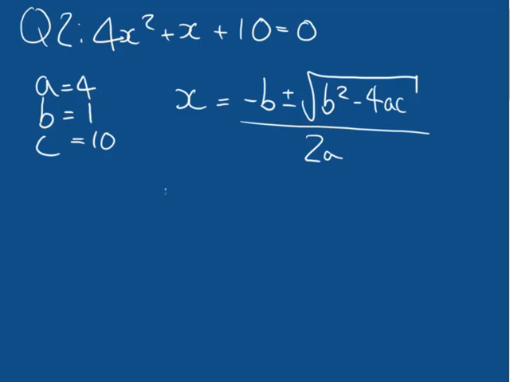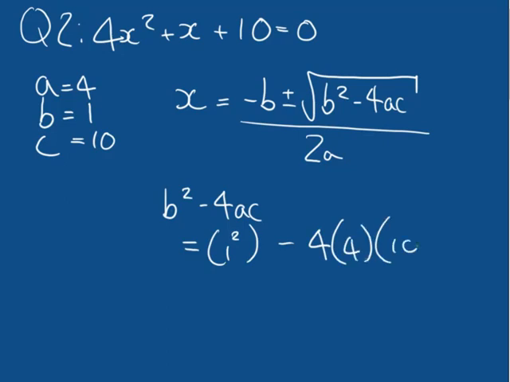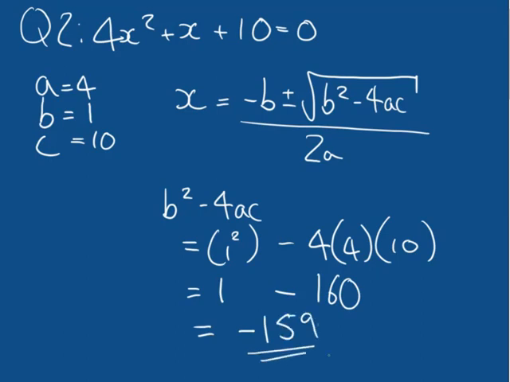So b squared minus 4ac is equal to, b squared is 1 squared, minus 4 times a is 4, times c is 10. 1 squared is 1, minus 4 times 4 is 16, times 10 is 160, 1 minus 160 is minus 159. Ooh, we have a negative number here. That means we have no solutions, and therefore there aren't any solutions to find. So that is actually the end of question 2.